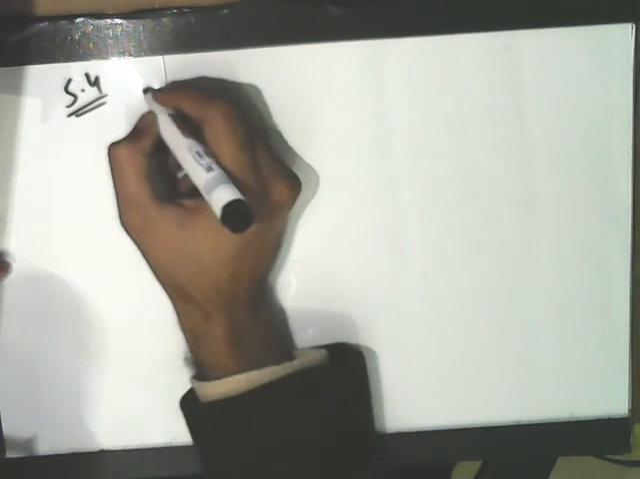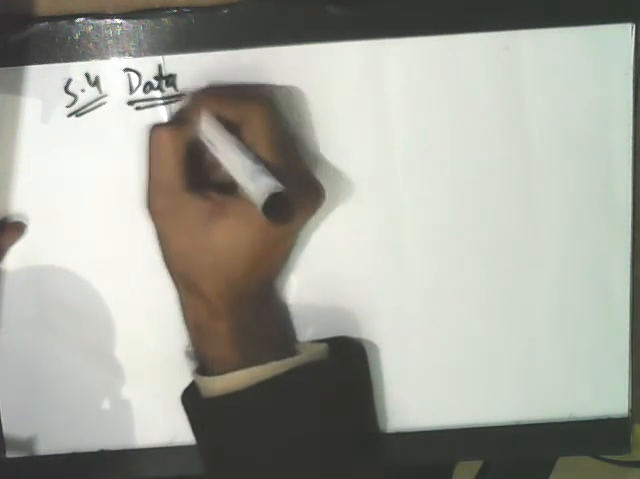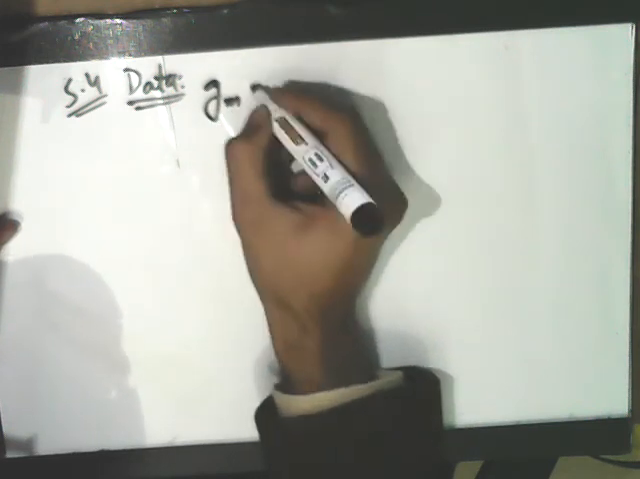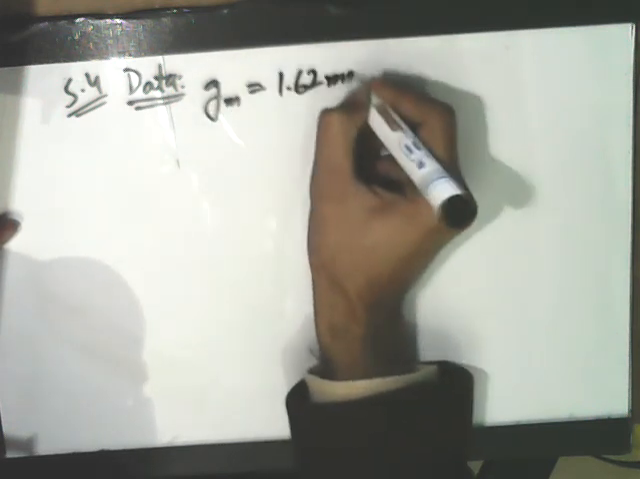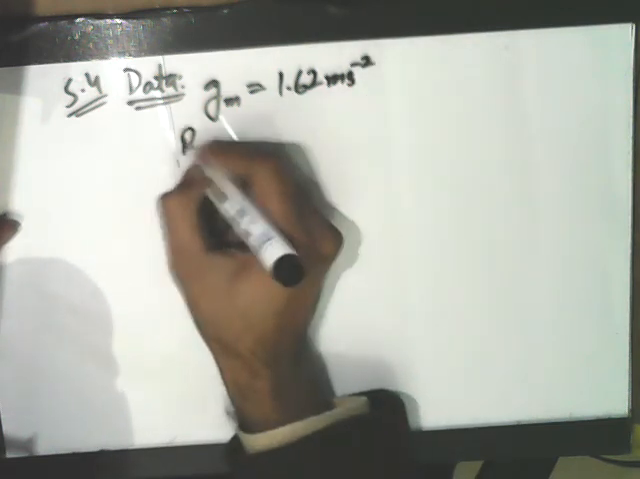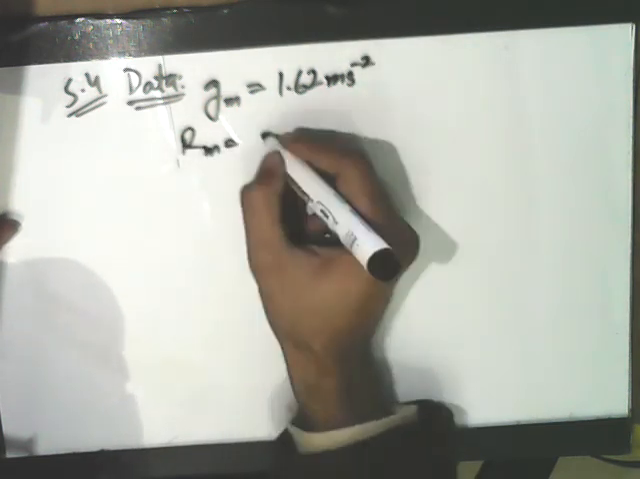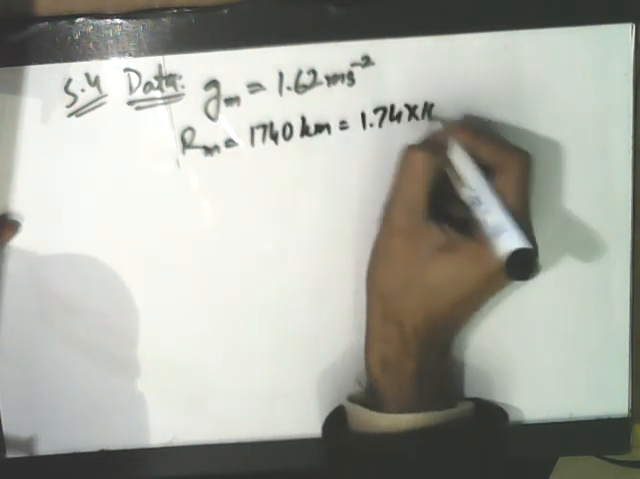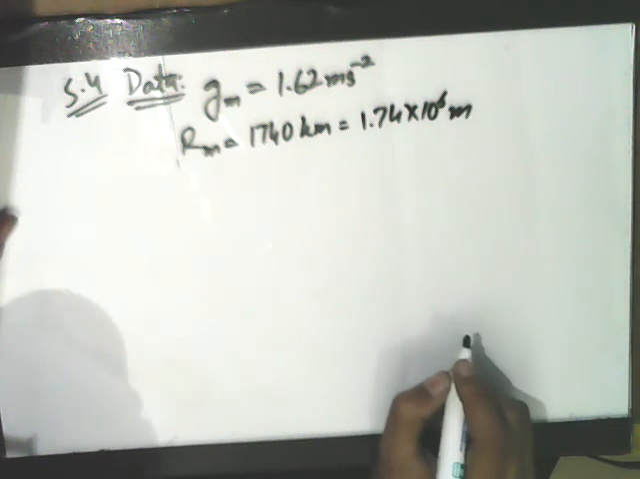Numerical 5.4, which states the acceleration due to gravity on the surface on Moon is 1.62 meter per second square. The radius of the Moon is 1740 kilometers. Find the mass of Moon. So 5.4. Now this is regarding Moon. So let's write the data. We do know that G on Moon, now this is the small m is for Moon, not for Mars, is 1.62 meter per second square. The radius of the Moon, again R for Moon, not for Mars, is 1740 kilometers, which is 1.74 into 10 to the power 6 meters, right?